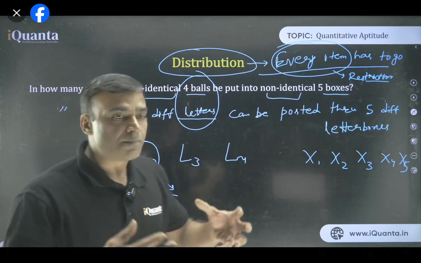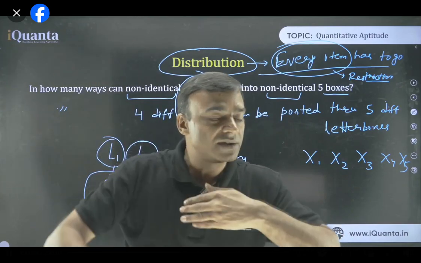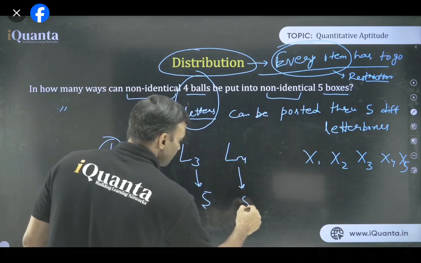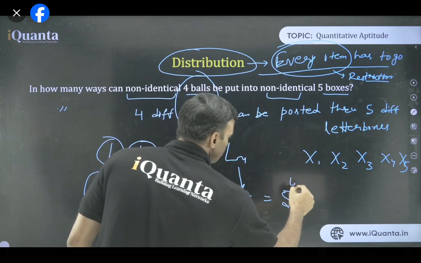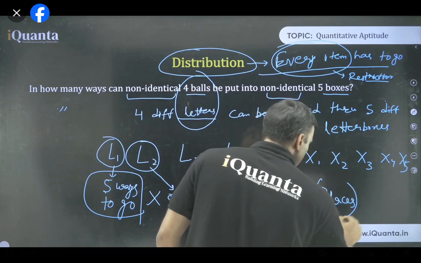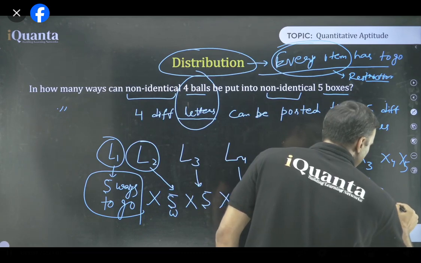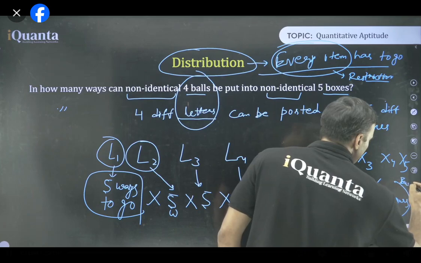5. Because even if we have put one letter into one box, another letter can go into the same box. The next letter can go into the same box, and so on and so forth. So eventually 5 ways. For this also 5 ways. For this also 5 ways. So the total number of ways will be 5 into 5 into 5 into 5, which is 5 to the power 4, which is places to the power number of items. And in the end, there is another thing you can remember: beggars to the power biscuits.